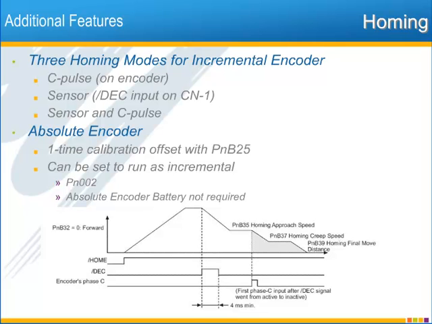The absolute encoder simply requires the one-time calibration using the parameter PN-B25 as previously demonstrated. And the way that the absolute encoder works is the battery maintains power to the encoder while the power is off. If you have an absolute encoder but do require a homing routine anyway, you can turn off the absolute functionality in the parameter PN002 and then use a homing routine. And if you use the absolute encoder in this way, meaning use the absolute encoder as incremental, then you don't have to have the battery for the absolute encoder.